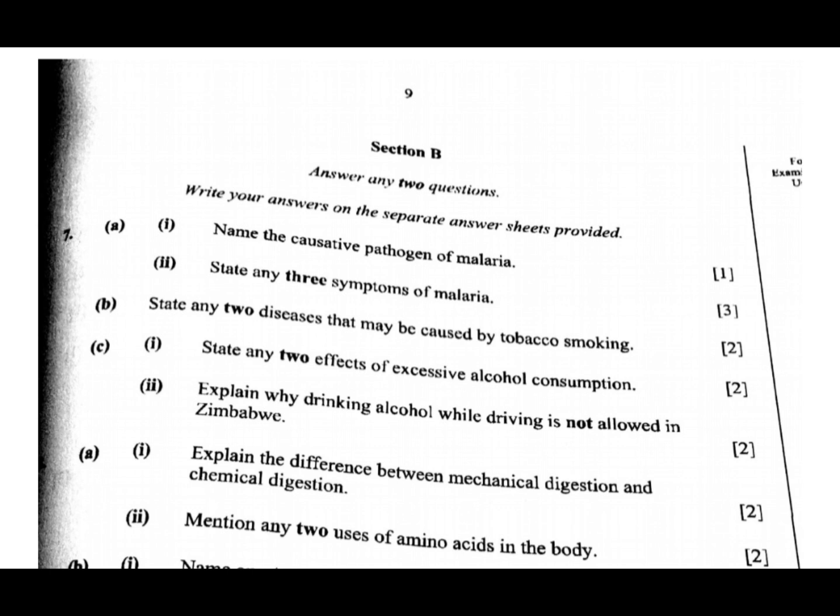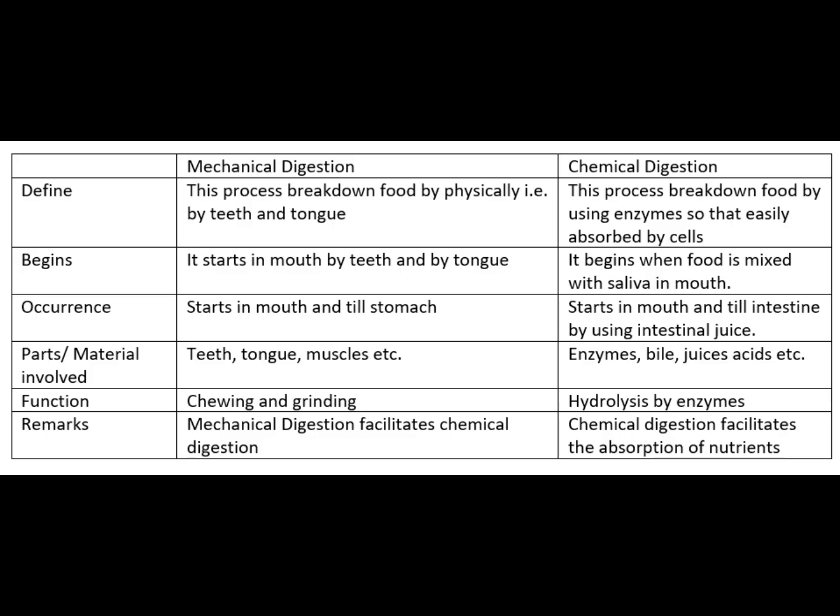The question was requiring this knowledge. It was on number 8A, part 1. It was saying, explain the differences between mechanical and chemical digestion. So mechanical digestion is the process of breaking food down by physical method, for example, using the teeth and tongue, whilst chemical digestion is the breakdown of food by the use of enzymes.